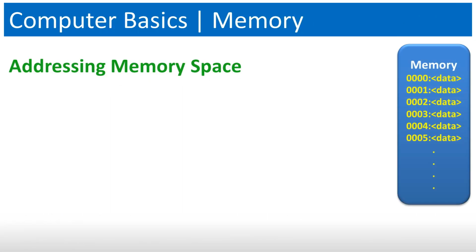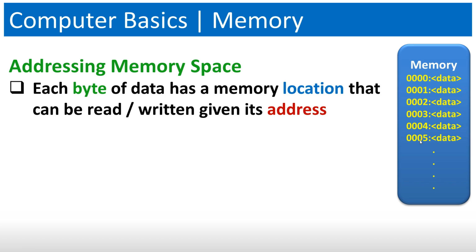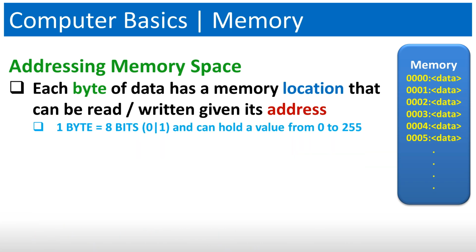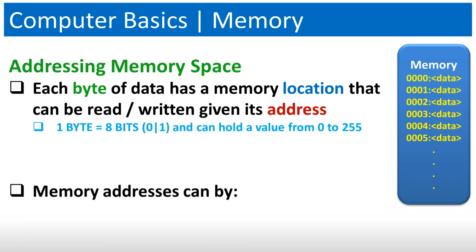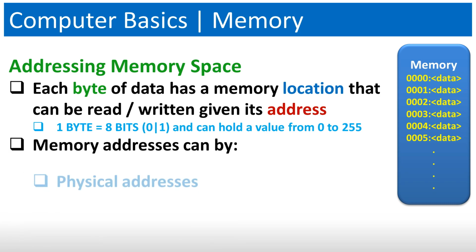All right, now we want to talk about an important subject, which is addressing memory space. In the addressing memory space, as you can see in this diagram here, each data element has an address. Each byte of data has a memory location that can be read or written to given its address. A byte is 8 bits of data. A bit is either 0 or 1. And a single byte can hold a value from 0 to 255. Now, a byte can be signed or unsigned. All those details we can skip for now, and we can focus on them when the time is right in a future lecture. Memory addresses are of two types.